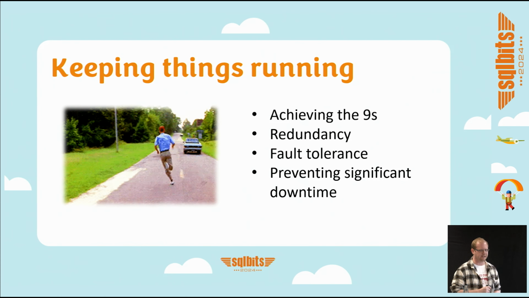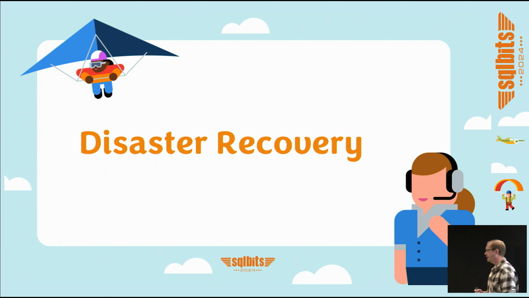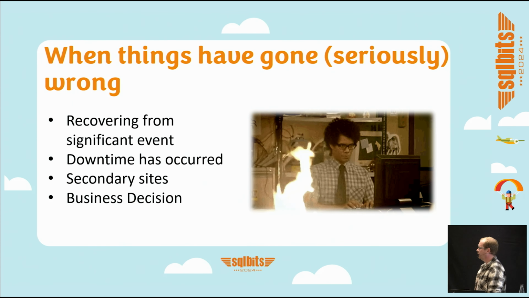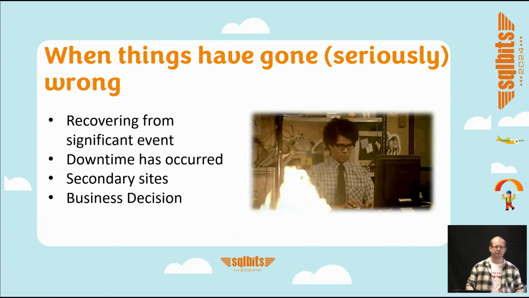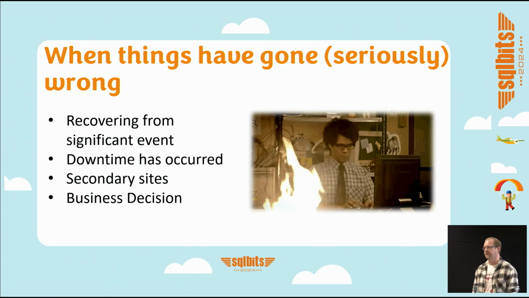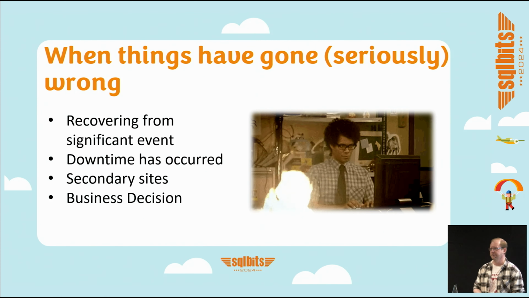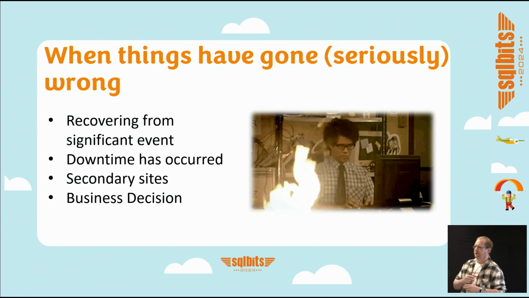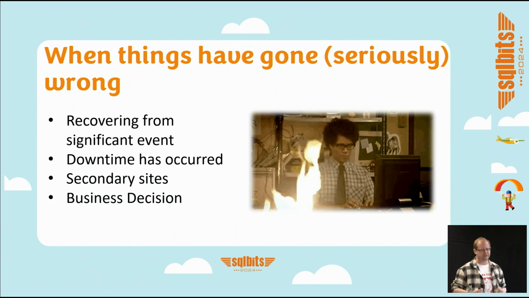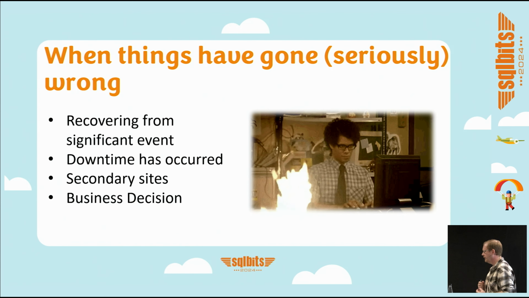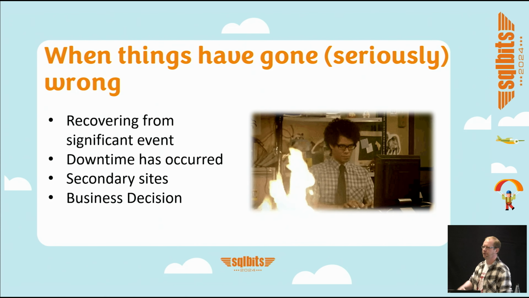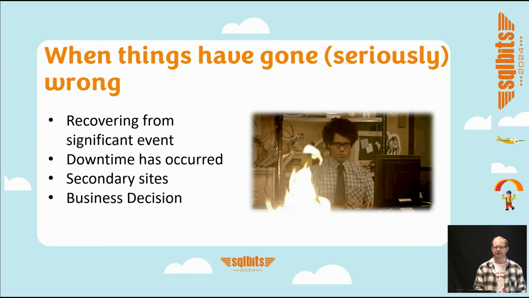This is high availability. Now, when we're talking about disaster recovery, we are talking about when things have gone seriously wrong. We are recovering from a significant event. And this could be anything. This could be private data centers on fire. Could be we've had some sort of corruption with our database systems. It could be anything. Downtime has occurred. And this is where we start looking at things like secondary sites. A secondary site to take over when we've had an issue with our primary.